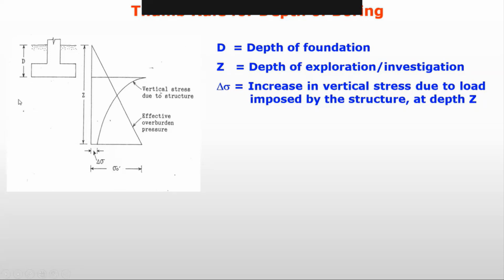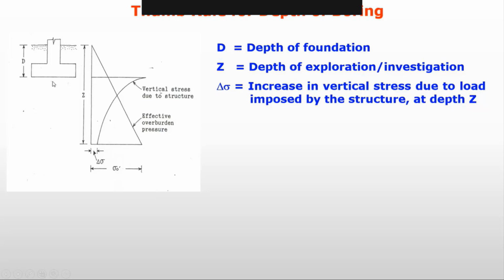So the deeper the area, the lower is the pressure because of this foundation. This will be almost an inverted triangle, or actually it will go down like a curve. So this is the vertical stress due to the foundation. If I calculate both together, delta sigma is the increase in vertical stress due to load.